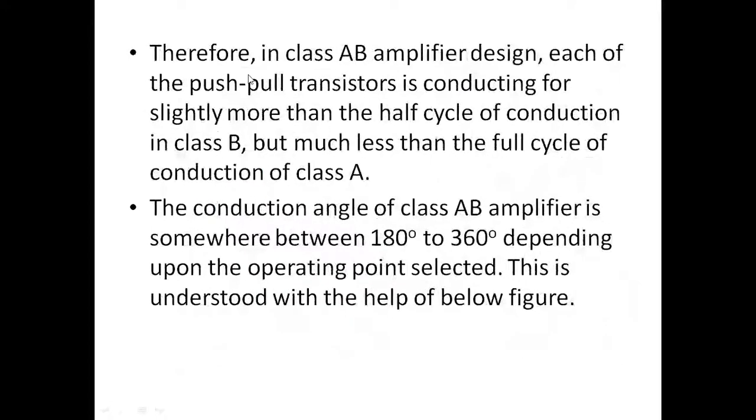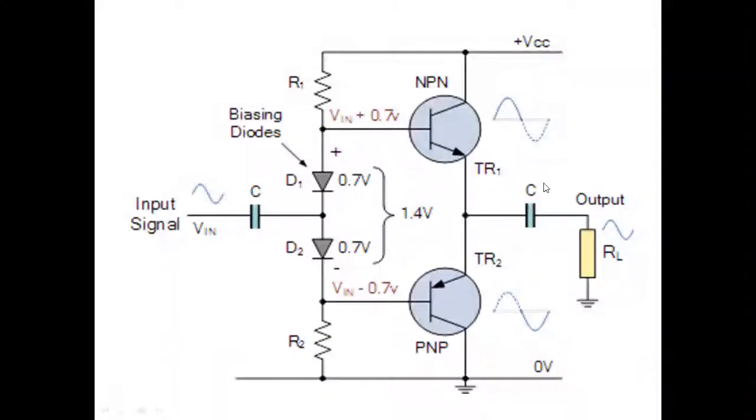So therefore, in class AB power amplifier, each push-pull transistor is conducting for slightly more than half cycle, as in class B, but much less than the full cycle of conduction of class A. Here we can use a complementary pair, and we can also use a push-pull configuration. Whatever it may be, by the use of these two diodes, we are maintaining some cut-in voltage to the two base emitter junctions of the two transistors. So that's why we can eliminate the crossover distortion.